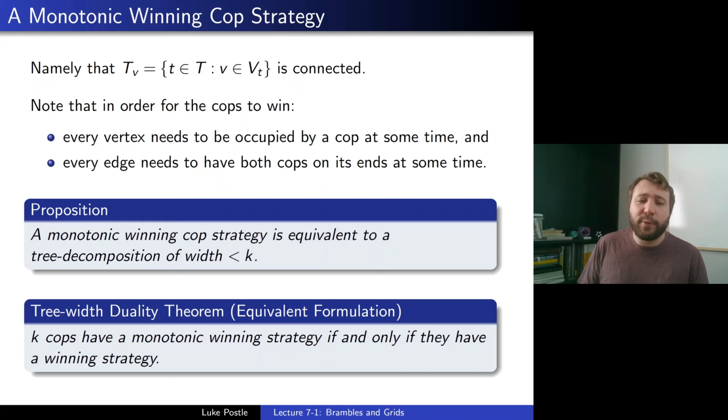And so next time we'll prove indeed that these monotonic winning strategies exist if and only if they have a winning one. We won't do it in the context of the game, we'll do it in the context of brambles and tree width, but we have that to look forward to.